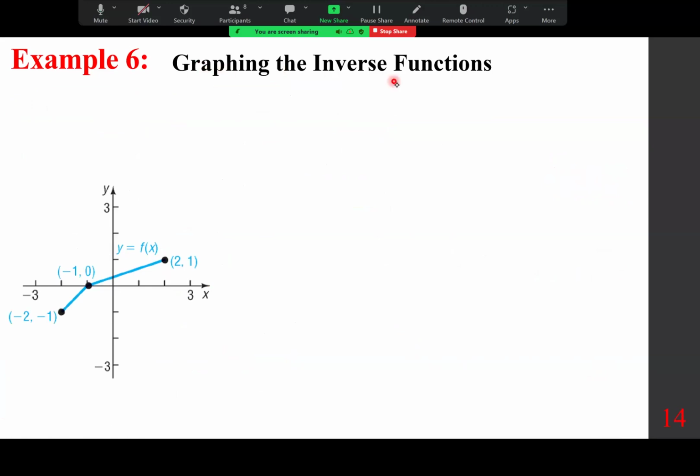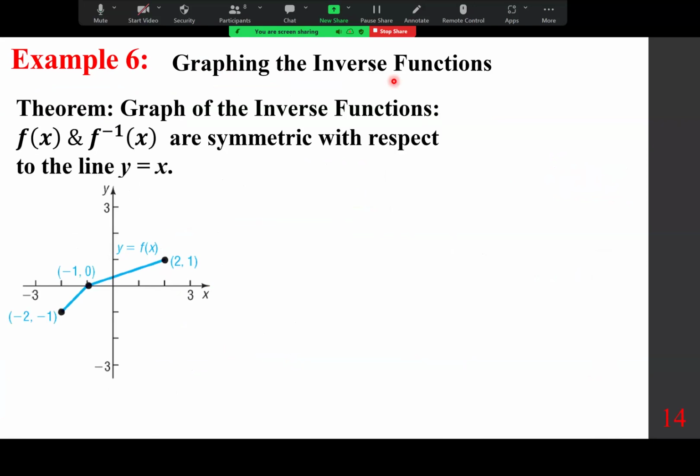Graphing the inverse functions. As it was mentioned, here's a theorem. Graph of the inverse functions f of x and f inverse of x are symmetric with respect to the line y equals x. That is extremely important to understand.